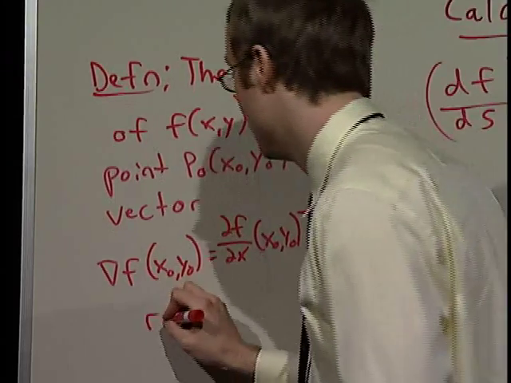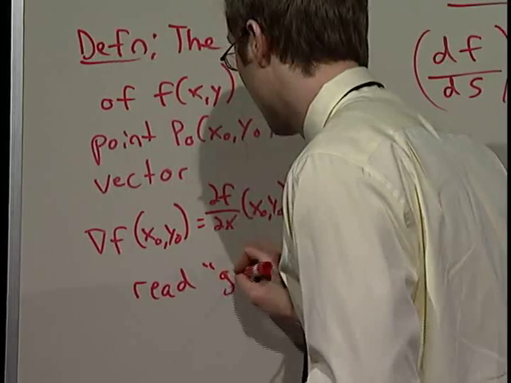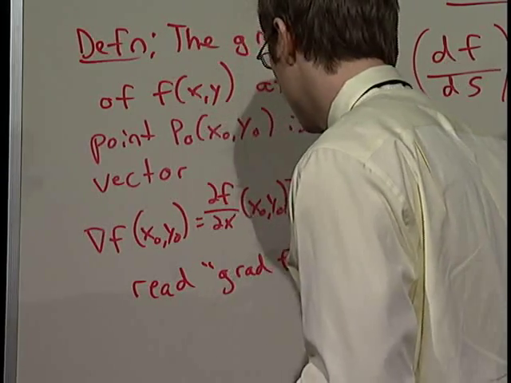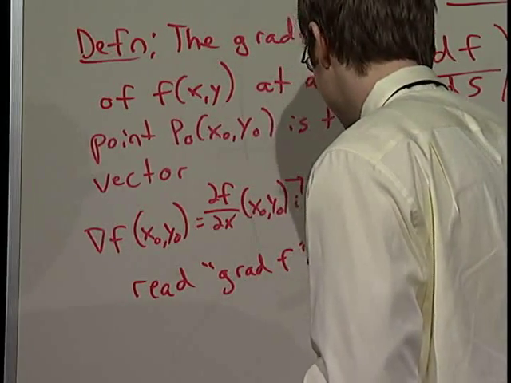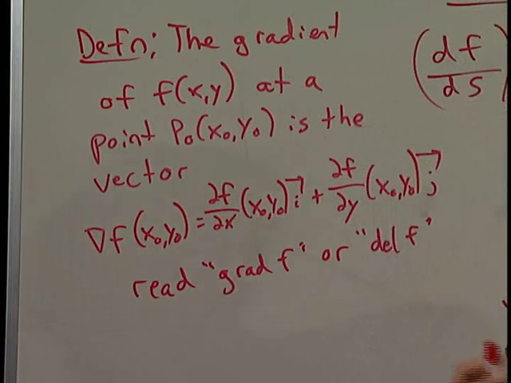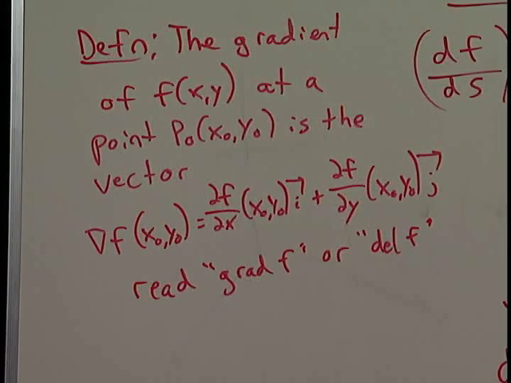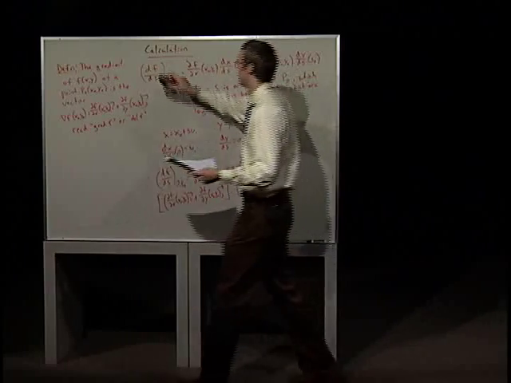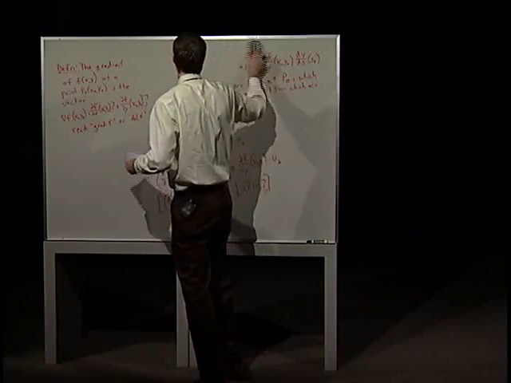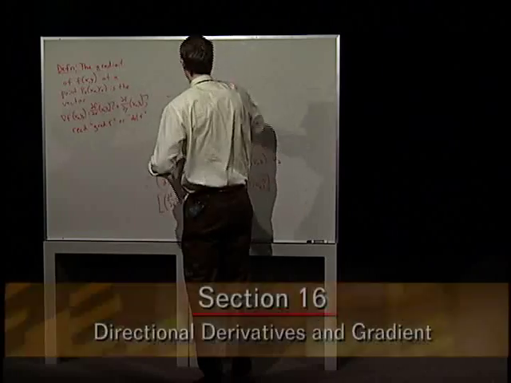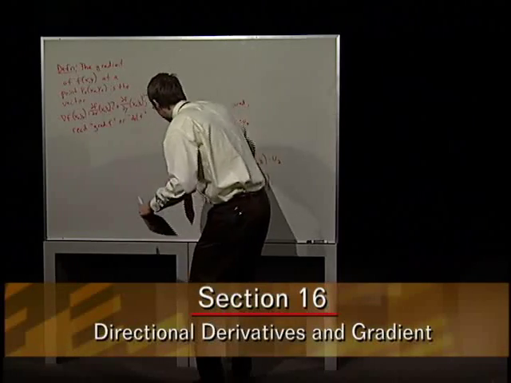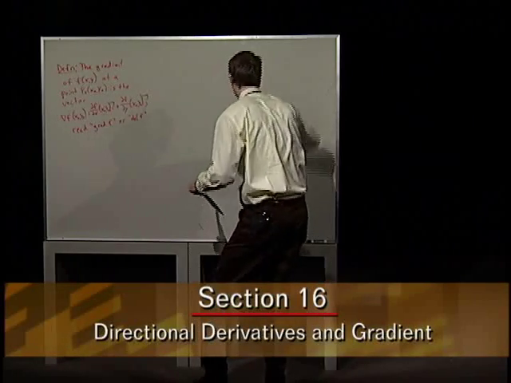It can be read either as grad f or del f. So I'll refer to it as grad f from this point on, probably. Okay, so after all this, let's get rid of all the intermediate work and get down to the bottom line here. What is the simple way to write this thing?